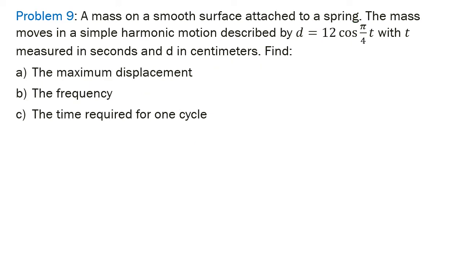Let's look at one more, just so you kind of get the hang of it if you're a little lost and you just want to see a different problem. Once again, we have a smooth surface attached to a spring. The mass moves in a simple harmonic motion described by d equals 12 cosine pi over 4t, where t is measured in seconds and d is measured in centimeters. Part A is asking, find the maximum displacement. Maximum displacement is amplitude, which is the 12. So it's going to be 12 centimeters because they told us d is going to be in centimeters.